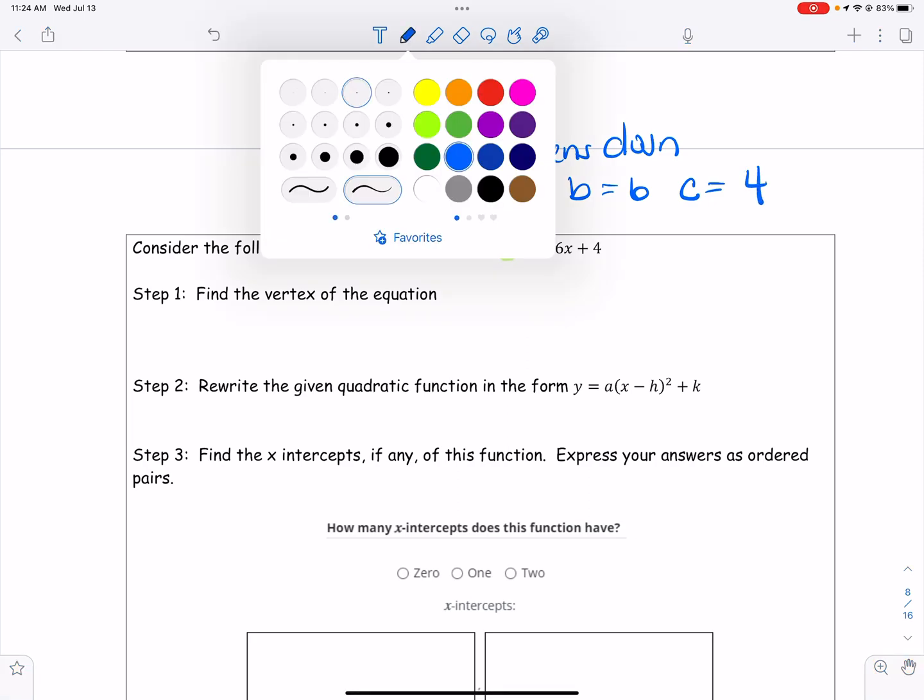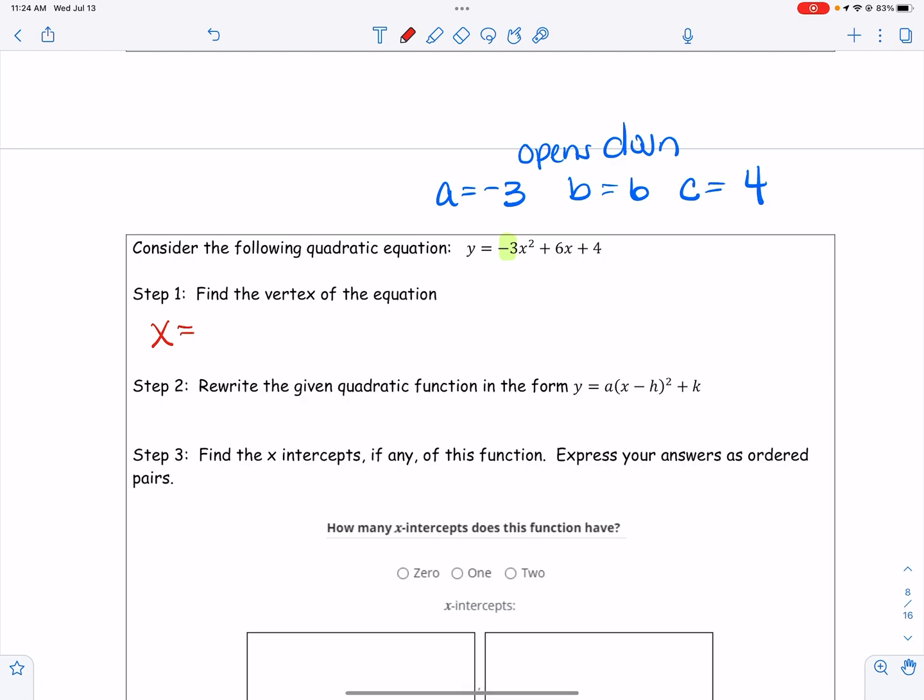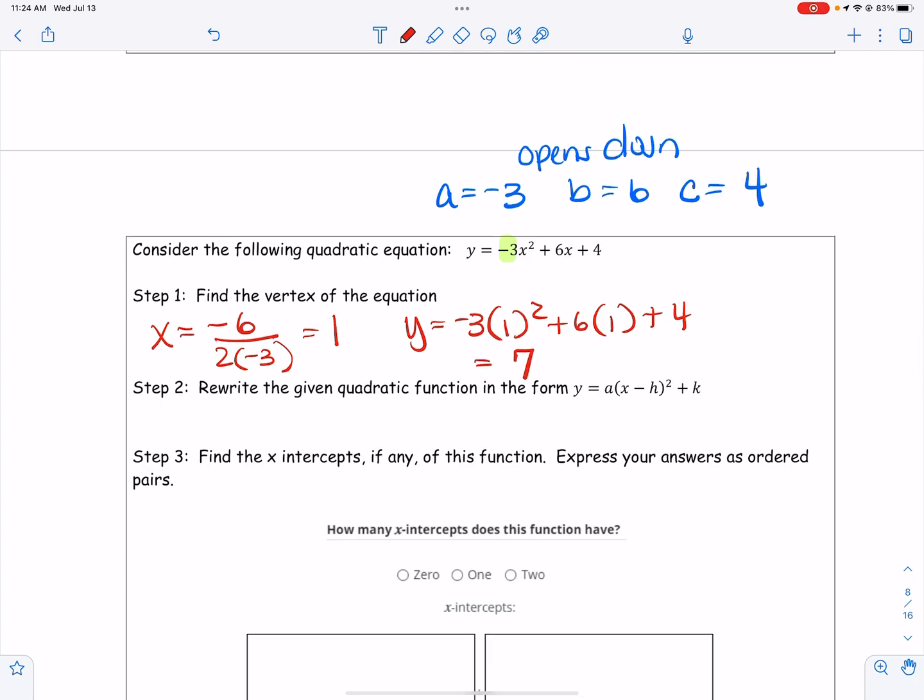So to find the vertex, x is the opposite of b over 2 times a. So negative 6 divided by negative 6 is 1. And then your y is negative 3 times 1 squared plus 6 times 1 plus 4. So when I work that out, that's negative 3 plus 6 plus 4, which comes out to be 7. So your vertex is the point (1, 7).